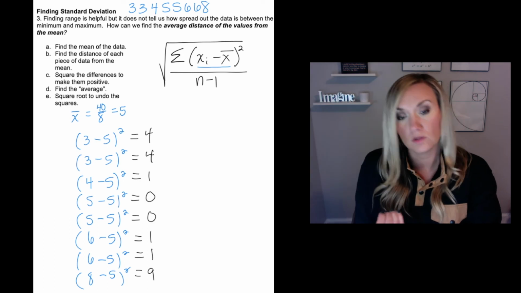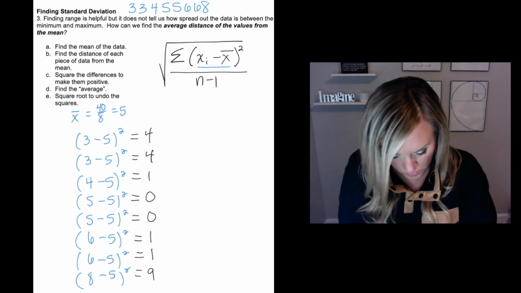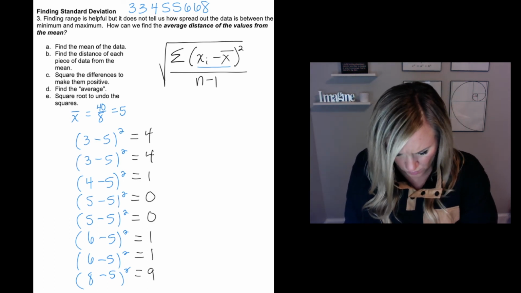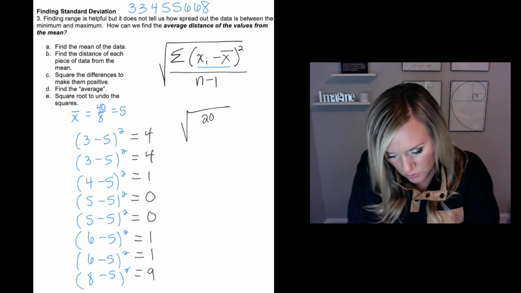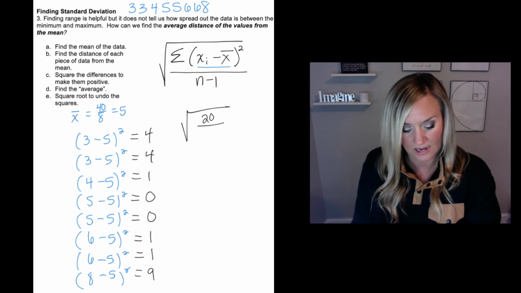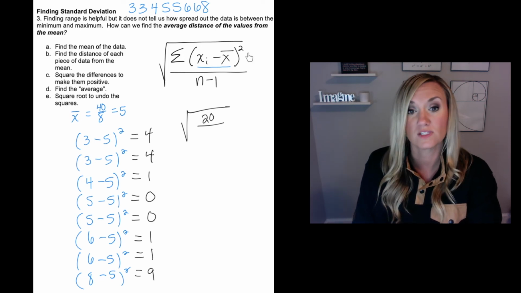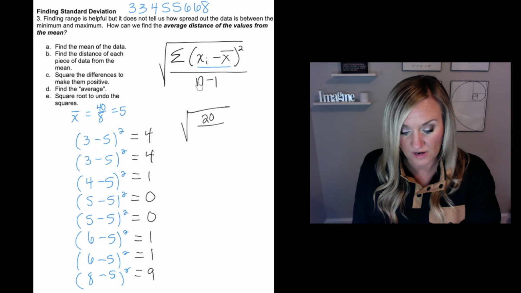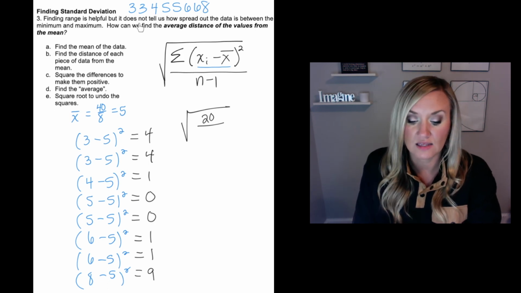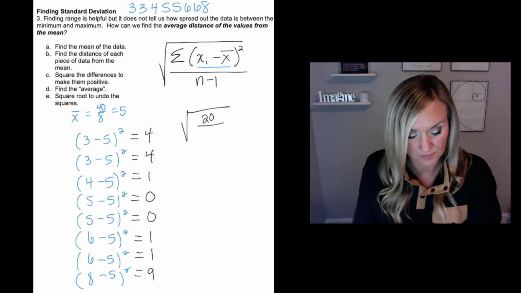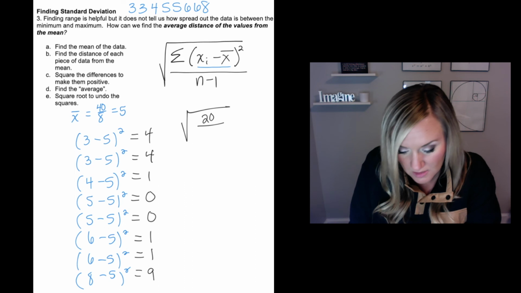Now, when we add all of those data points up, 4, 4, 1, 0, 0, 1, 1, 9, it looks like we get 20. So now we have the square root of 20. All of what we just did was this here. And it's over n minus 1, and n is the number of data points we have in this set. And so we have 8, right? 1, 2, 3, 4, 5, 6, 7, 8. Yep, 8 here. Good. So it is over 8.